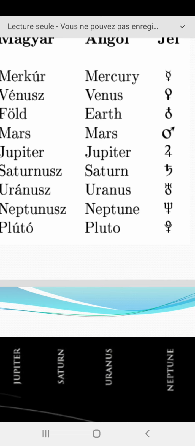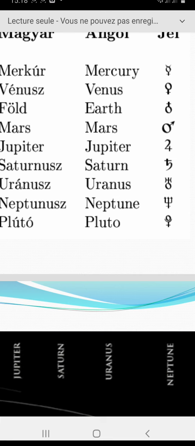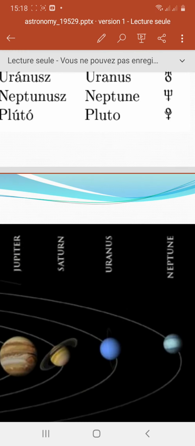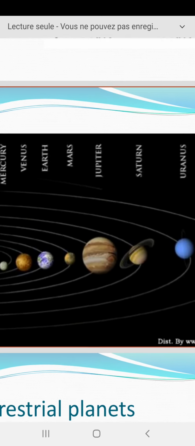Why? Because it doesn't have the characteristics of a planet, the most important of which is the big size. So it is very very small in size. So now it is just considered as an asteroid, one of the asteroids. It is no longer a planet, right?